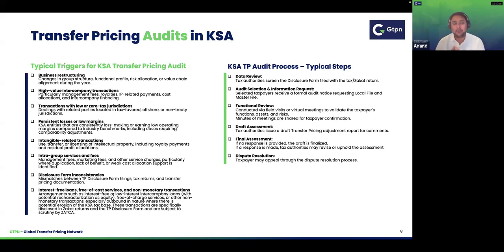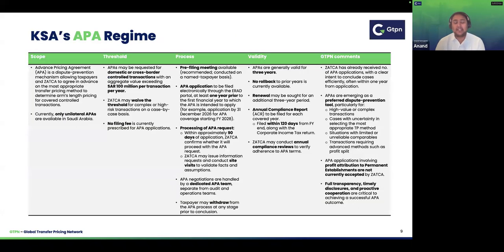So that's really, really important to have. Now that we talked about audits, again, it'll be ideal to see if you have any mechanism to resolve it before. So that's one of the things that we have, it is APA. I would leave Rishabh to take over on that KSA APA regime.